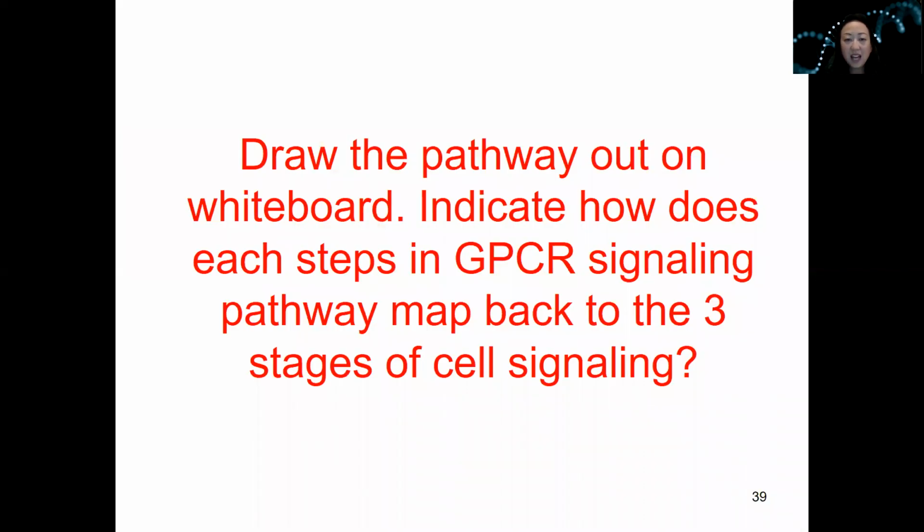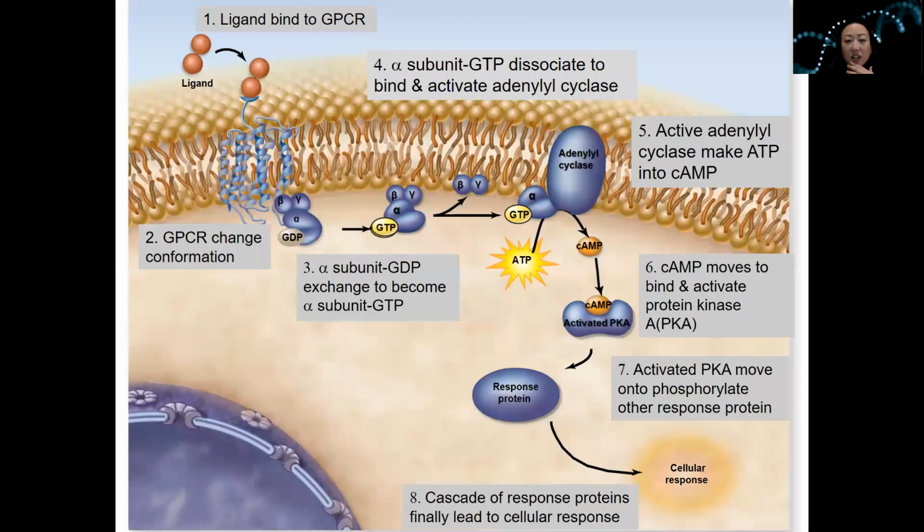Okay. Draw the pathway out on a board. You can draw it on a piece of paper, and then indicate how all of these work and map back to the 3 stages of cell signaling. Can you do that? If you've drawn it out, can you tell me which step is the first stage? Remember the 3 stages? Receptor activation, signal transduction, cellular response. Can you map the steps back to the stages? Because we are asking you to do this example exactly for that reason.